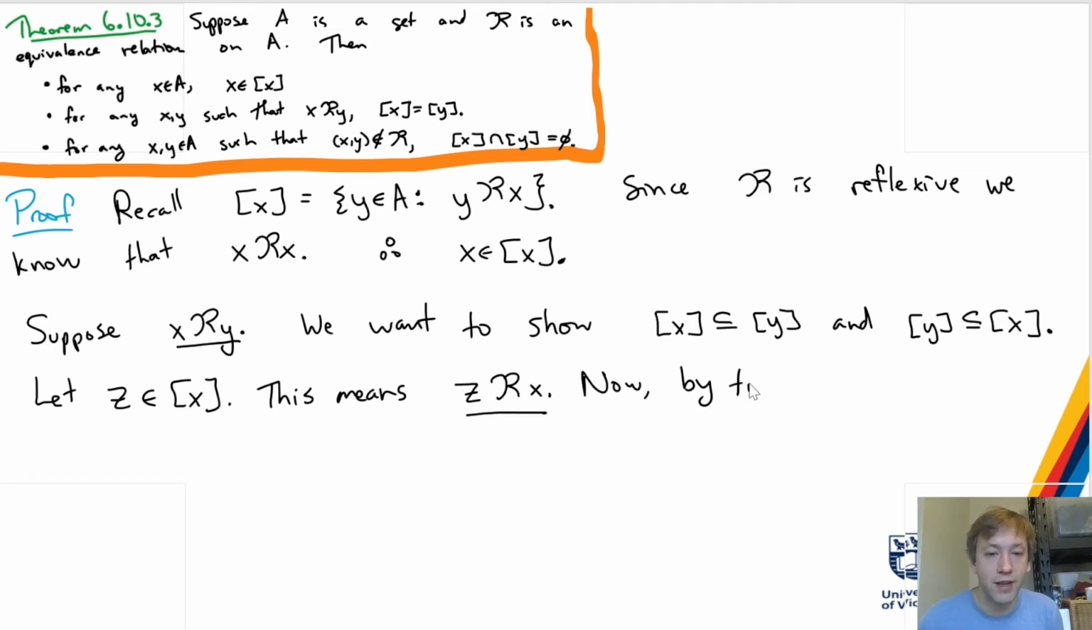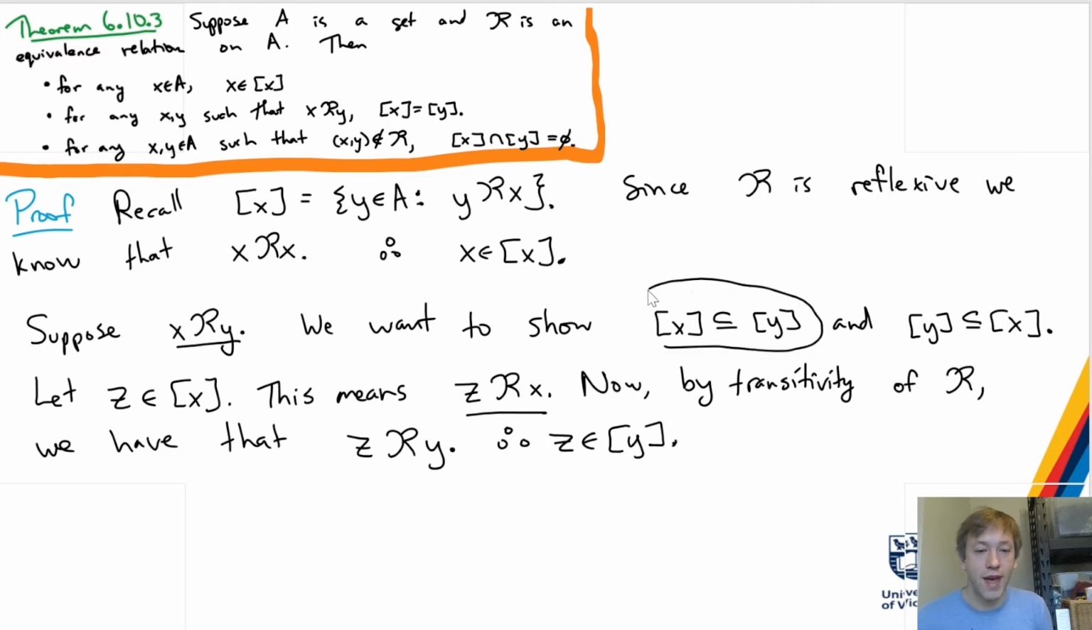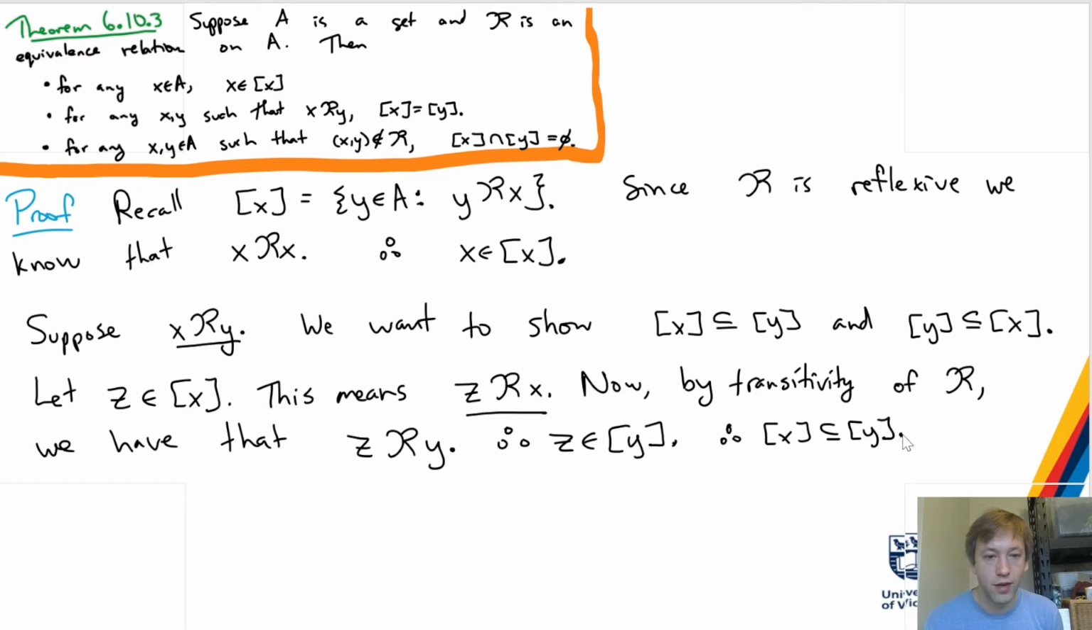So by transitivity of the relation R, we have that z is related to y. Therefore, z is in the equivalence class of y by definition. And so that proves that we have this subset relation: the equivalence class of x is a subset of the equivalence class of y. So what we've proven is this.